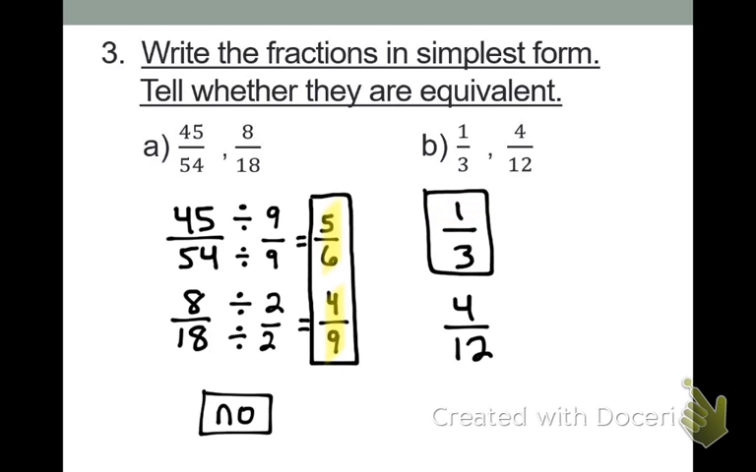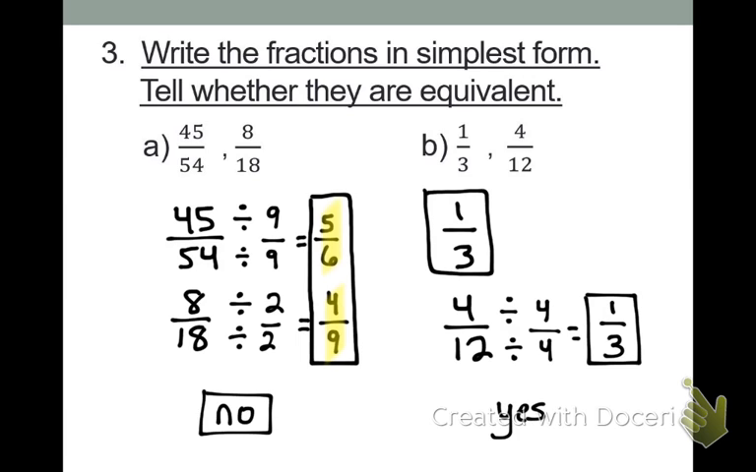Let's go to the next one. 4/12. What number can go into 4 that can also go into 12? A 2 or a 4, but which one's bigger? 4. In order to get as simple as possible, you always want to get the biggest number that the two share in common. When you reduce that, what do you get? 1/3. Does 1/3 equal 1/3? Yes, so the answer is yes, these two are equivalent fractions.